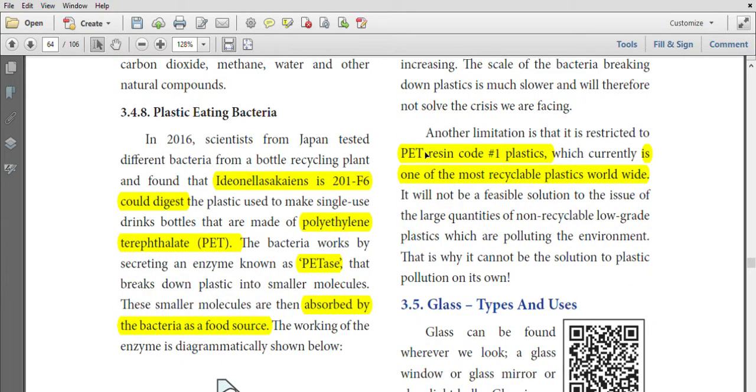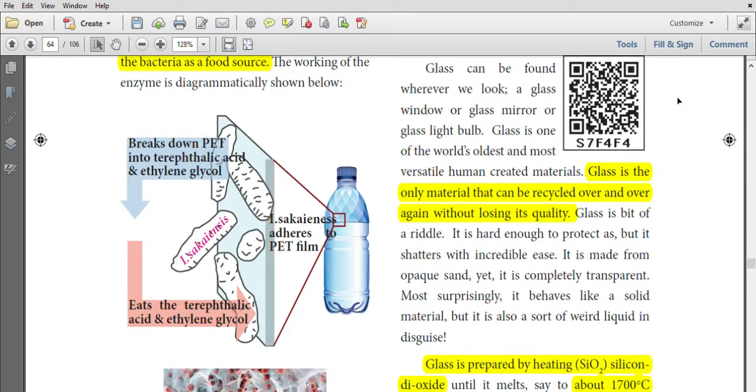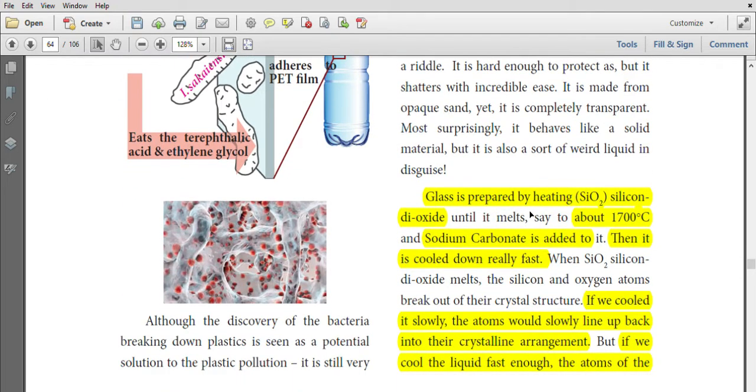PET, polyethylene terephthalate, has resin code 1 and is one of the most recyclable plastics in the world. Glass is the only material that can be recycled over and over again without losing its quality. When plastic is recycled, it loses its quality. But glass does not lose its quality.